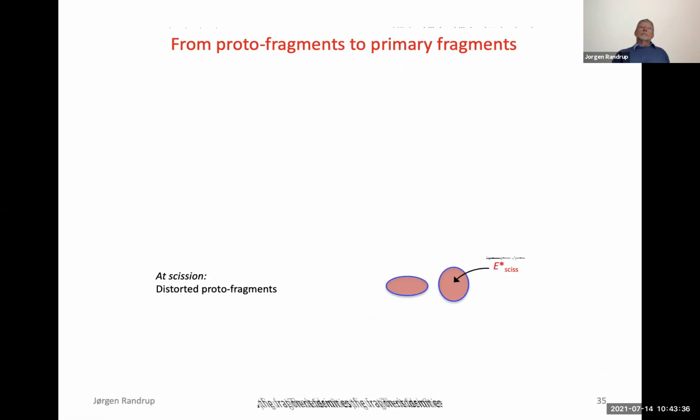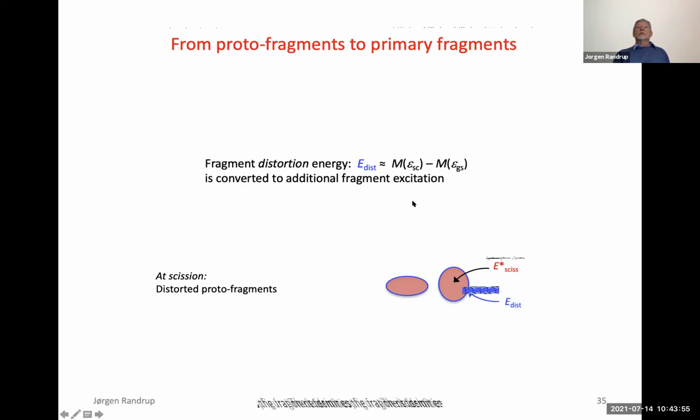So at scission, we have these two, what we call proto-fragments. They are not the real fragments because they have strange shapes, right? Each one sits in the Coulomb field of the other. It is distorted relative to its ground state shape. So there is what's called a distortion energy. That's basically the deformation energy of the nucleus relative to its equilibrium shape.